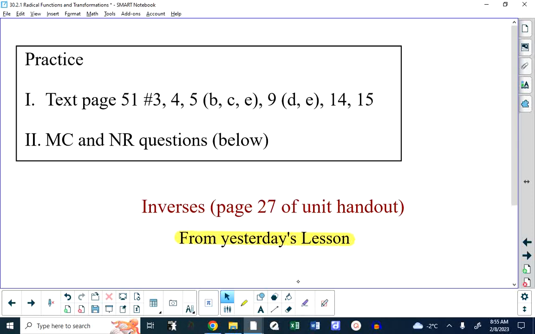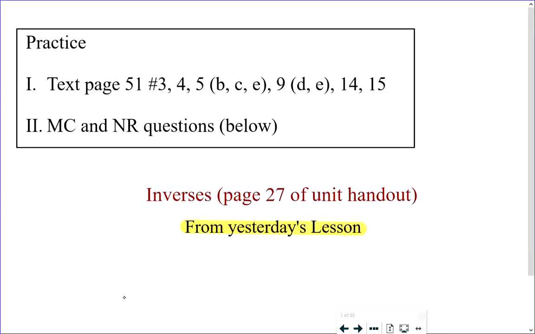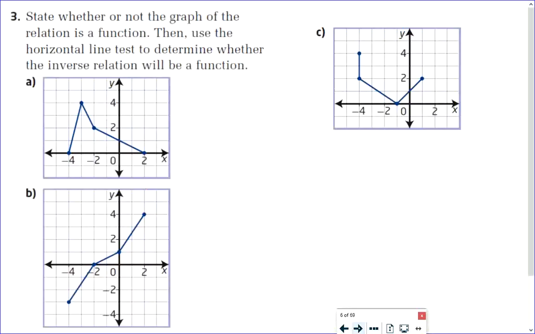Let's get going with going over problems from yesterday. This deals with inverses of functions. I think the lesson was on page 27 of your handout. But this is from yesterday's lesson. There's a variety of questions dealing with inverses of functions. We'll start off with a review of what we learned.